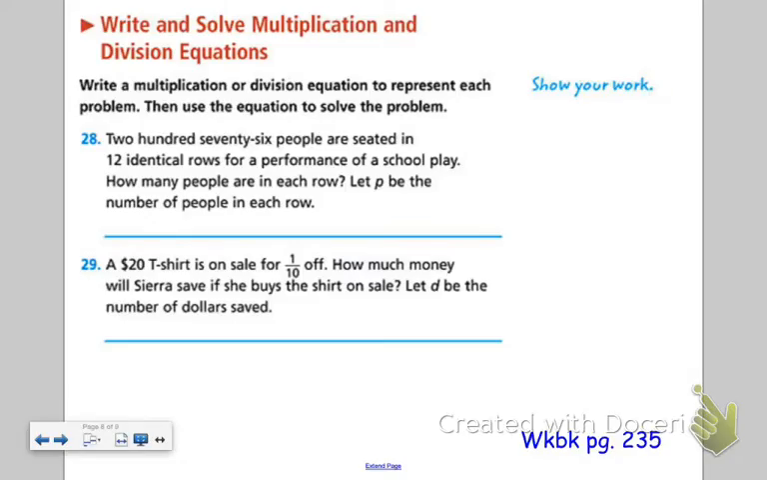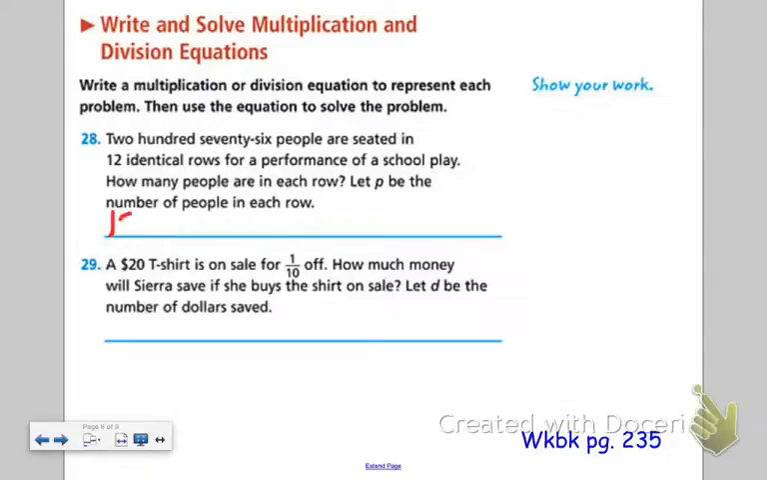All right, now let's write and solve some multiplication and division equations. Number 28, this is on page 235. 276 people are seated in 12 identical rows for a performance of a school play. Well, how many people are in each row? Let P be the number of people in each row.